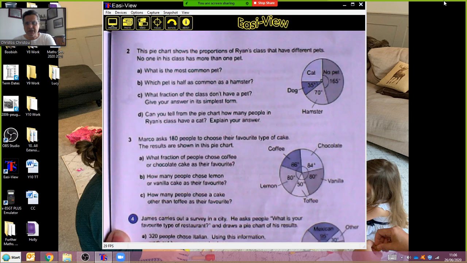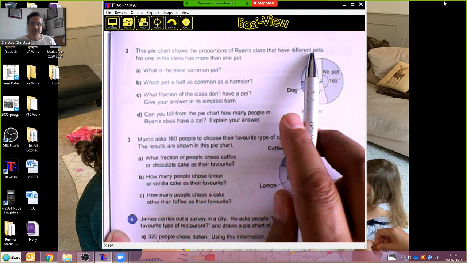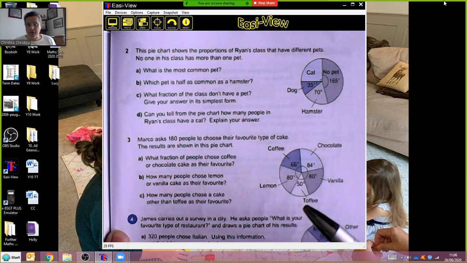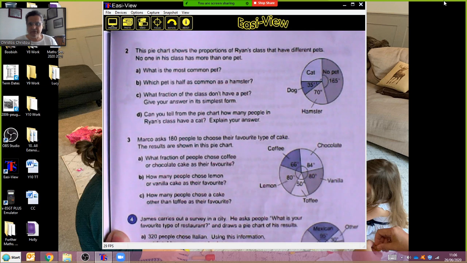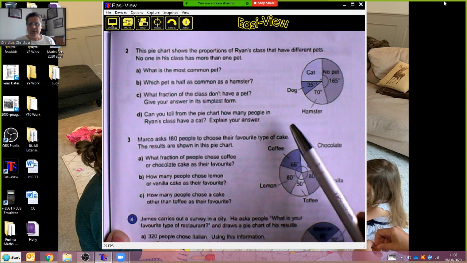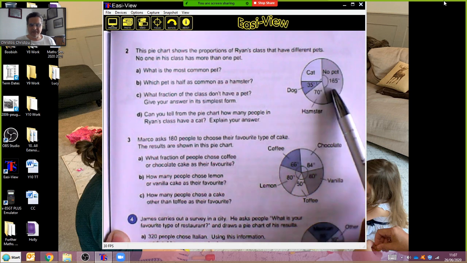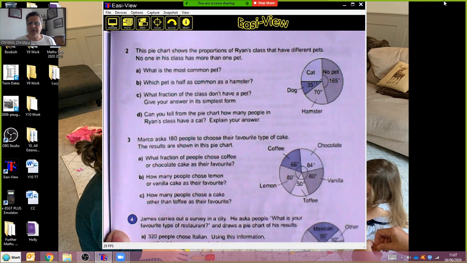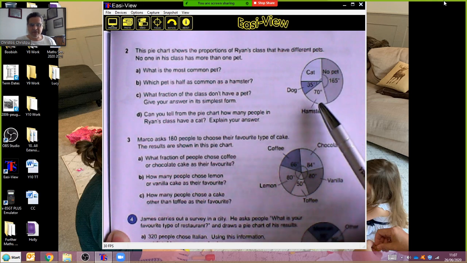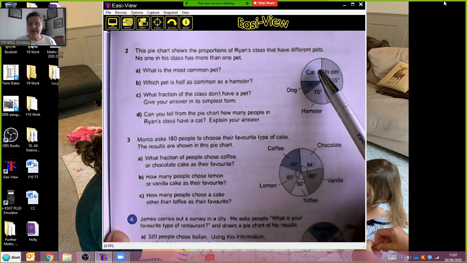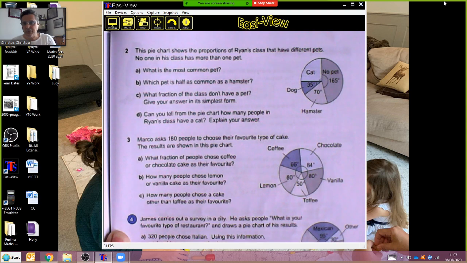The pie chart shows the proportions of Ryan's class that have different pets. You may remember this question. You might have even done the work, I don't know. No one in his class has more than one pet. I don't know if that's a relevant thing. What's the most common pet? That's the biggest slice of cake. But then again, you can't say the most common pet is no pet, because that means you don't have a pet, have you? So the most common pet is clearly, I went for hamster because I saw the number. No, it's clearly cat, because 90 degrees beats 70 degrees. You see, Brendan, I nearly got it wrong.